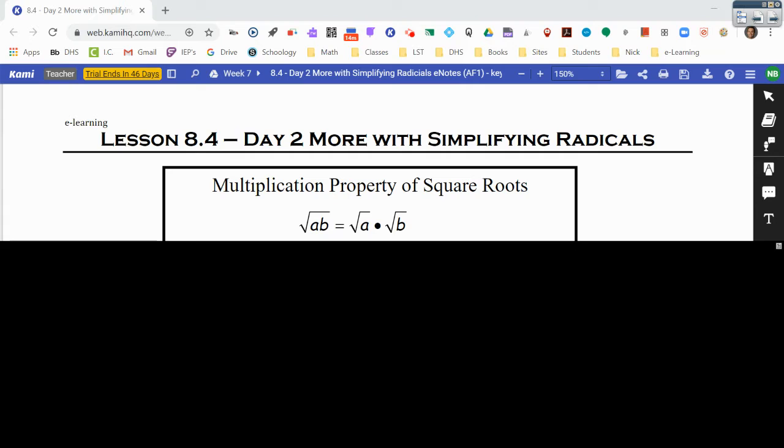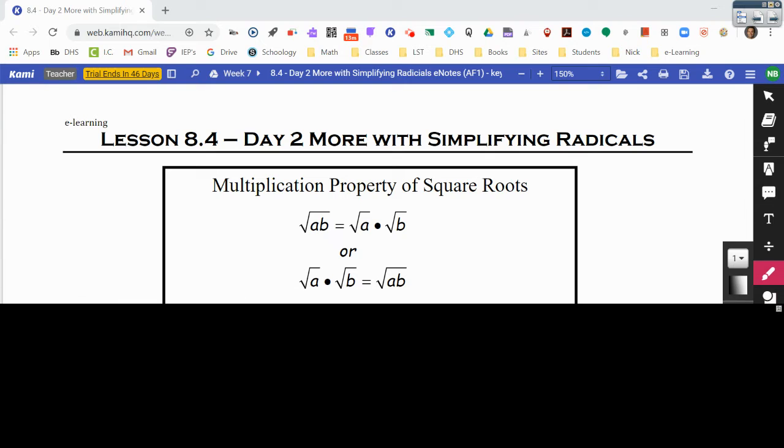But along with this multiplication property of square roots, it also works the other way around, meaning I can take 2 radicals and multiply them together and turn them into 1 radical, and then repeat the process. Because the whole idea of simplifying radicals is to get it in the simplest form, and to get it into the simplest form means we got to take out the perfect square.